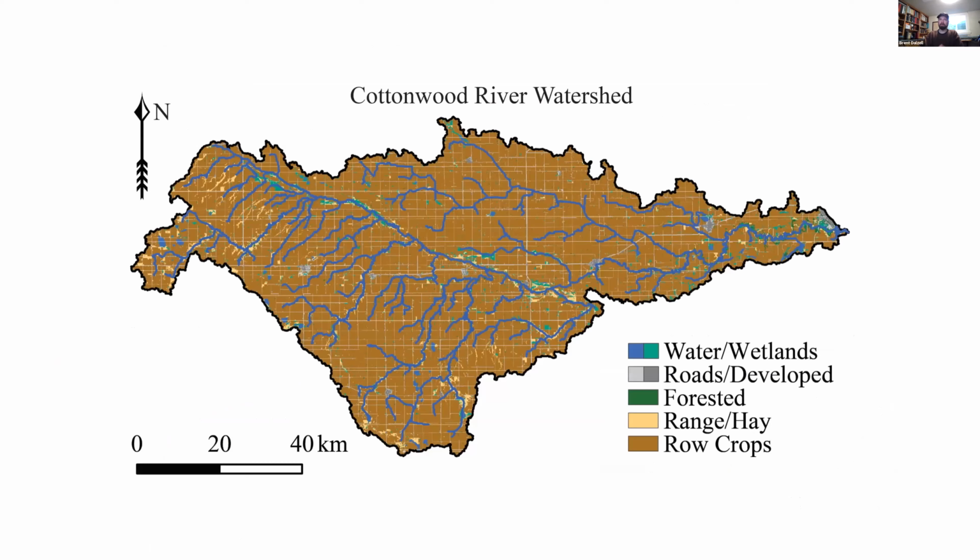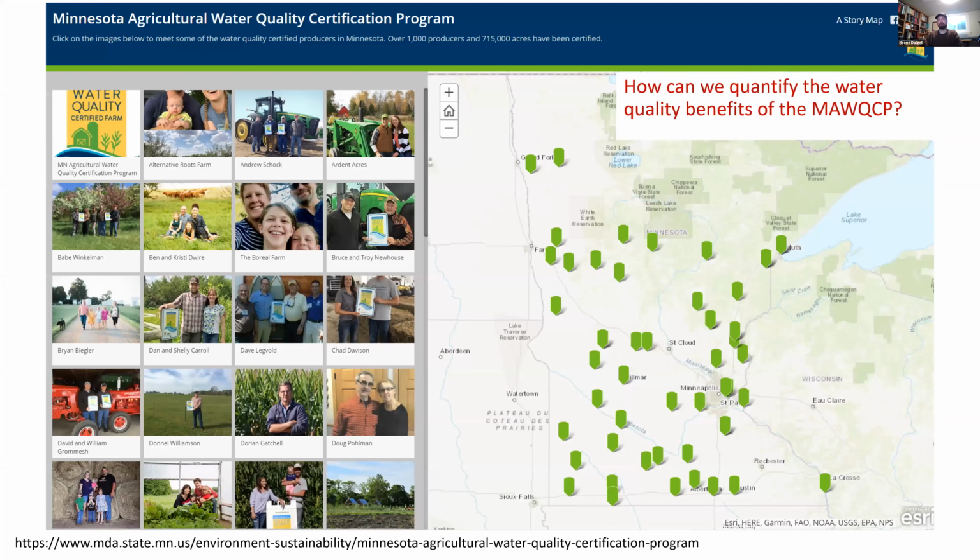And then what's unique about this project and what the certification program allows us to do is we know in the Cottonwood River Basin in this example, because the farmers are enrolled in the program, what practices they were applying on their farms before enrollment in the program, and also what changes they made to their farms as a result of their enrollment in the program.